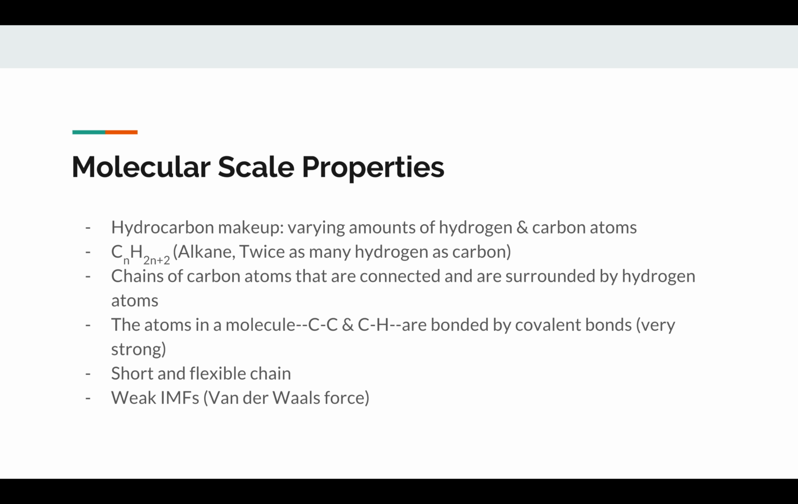There's chains of carbon atoms that are connected and they're surrounded by hydrogen atoms. The carbon to carbon and carbon to hydrogen are bonded covalently, which means that they are very strong. The chain itself is short and flexible, and there are weak IMFs bonding two molecules together.